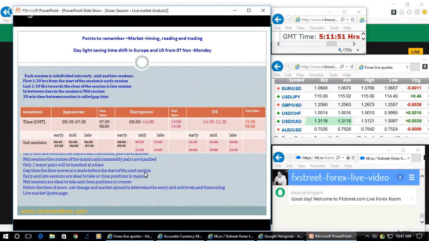Now these are all the market timings. The early and the mid sessions of each session, they handle the majors, and the mid sessions they handle the crosses. And during the trend reversal, they will make more prominent moves during the mid sessions in the case of crosses, so that we should be able to distinguish. In between sessions, you come across the gap time. They are known to make the false move during that time.